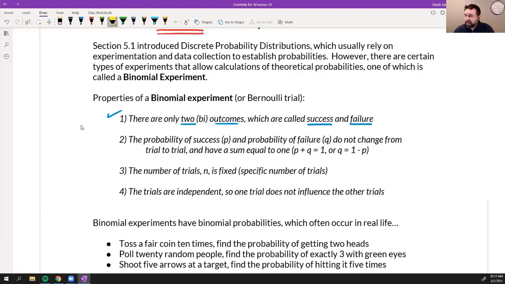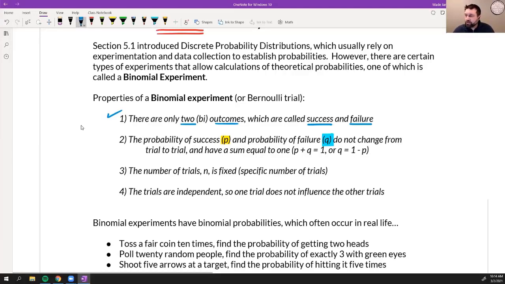The probability of success is identified with the variable p, and the probability of failure is identified with the variable q. And if you add these two together, they equal 1. So they're complements of each other. Again, we talked about this earlier. If there's a 70% chance of rain, there's a 30% chance of it not raining. That's the idea of a complement. So in a binomial experiment, you have two events, the probability of success and the probability of failure, which are complements of each other.